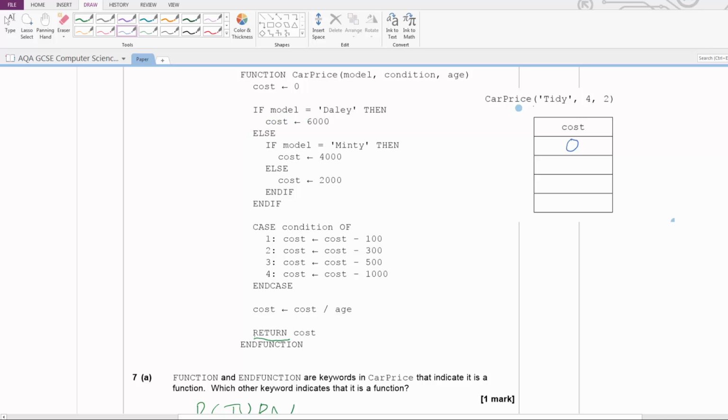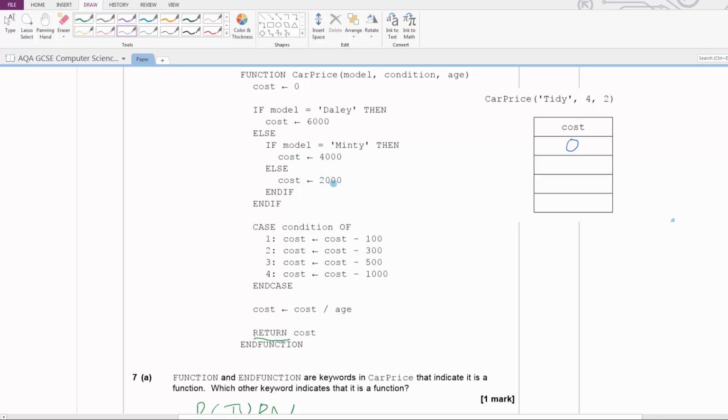Then we have to actually use our arguments. So if the model, which is the first parameter, so tidy is the argument. If the model is daily, then the cost equals 6,000. It's not, it's tidy. Else, if the model is minty, then it's 4,000. It's not, it's tidy.